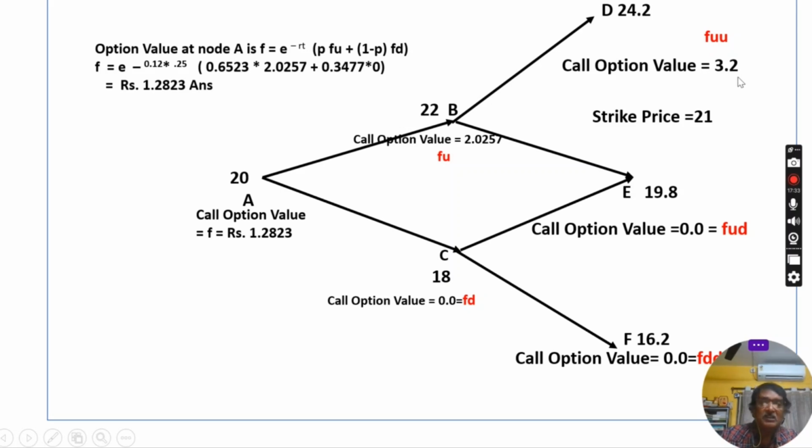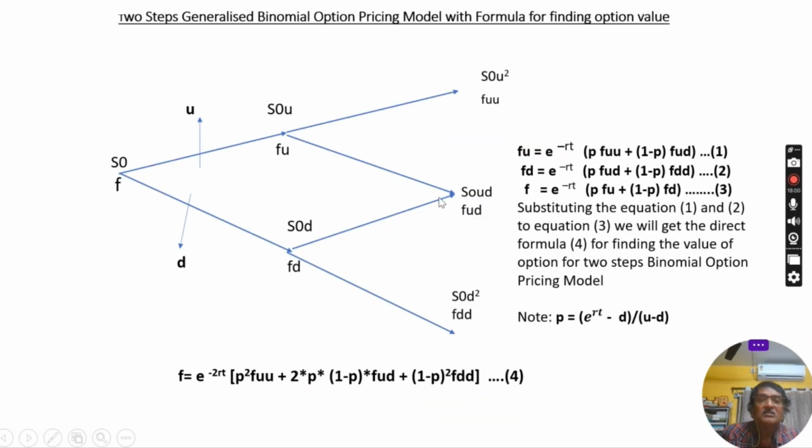How this has come, that I have discussed. This strike price, same problem I have again shown. Just another term I have used in the formula: FUU, FUD, FDD. DD means double down, and FD means after a single step the down call option value. And you can use the formula directly, then you will get the call option value. How you will use that, I will discuss in the next slide.